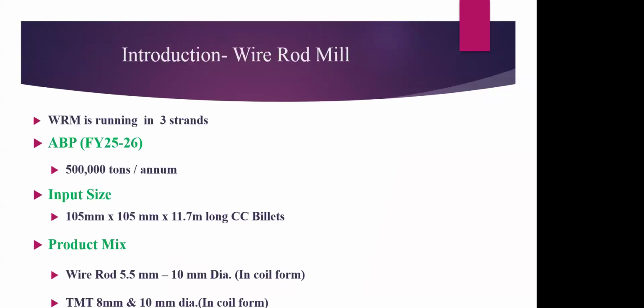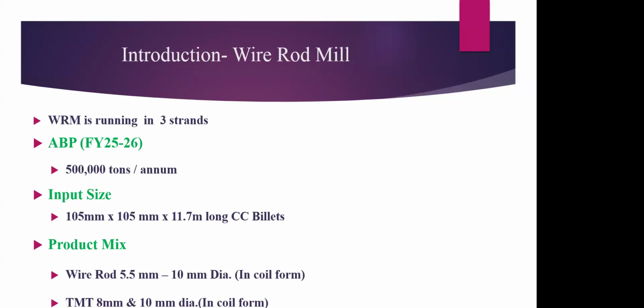Now coming to wire rod mill, Goel sir has covered most of the things. I'll only point out here that we have 3-strand rolling, and the ABP that has been fixed for us for 25-26 is 5 lakh tons. It was the same in 24-25 also. Our input billet size is 105 square into 11.7 meter long CC billets, and the product mix consists of both wire rod coils and TMT in the form of coil.